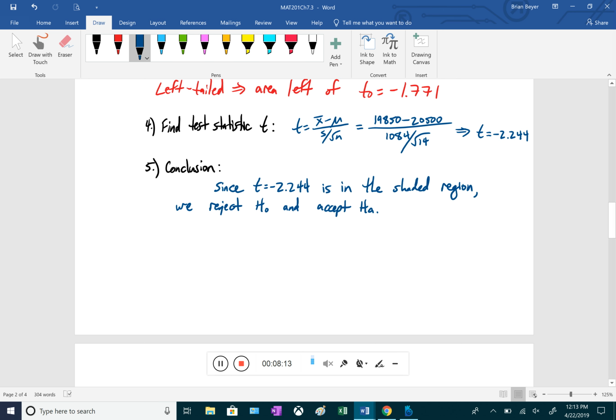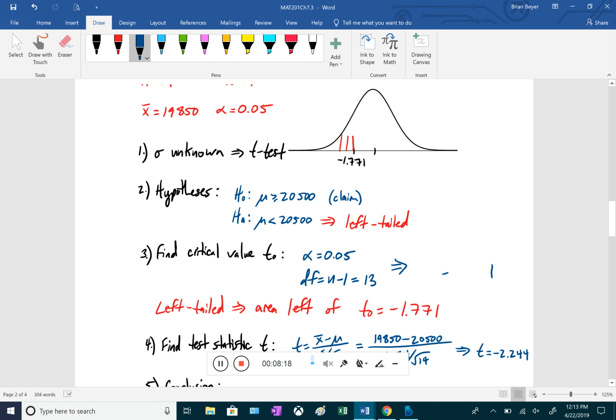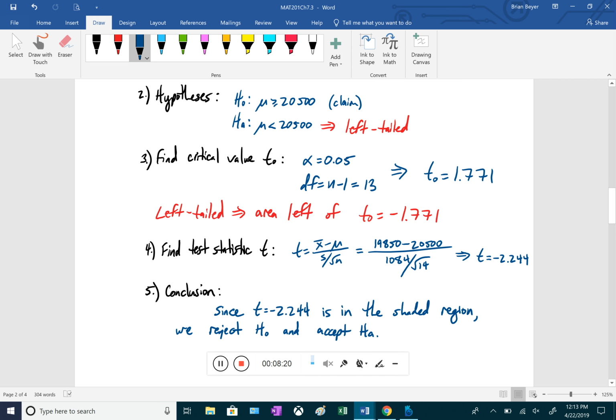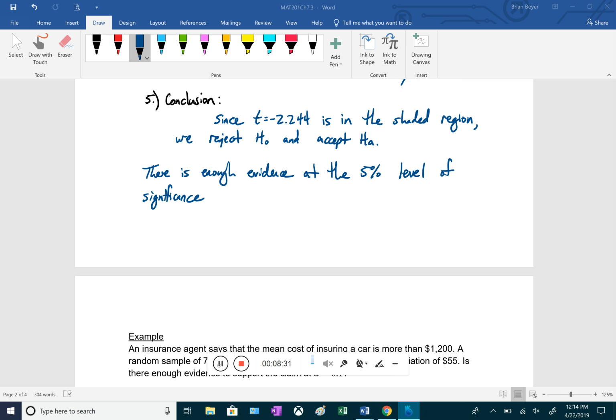Now we have to word this in terms of the actual problem. The claim was the null in this case, so we are rejecting the null, which means we're rejecting the claim. We could start by saying there is enough evidence at the 5% level of significance to reject the claim in this case. We're doing the same conclusion setup as we did for the last section. So there's enough evidence to reject the claim, and then let's repeat what the claim actually was.